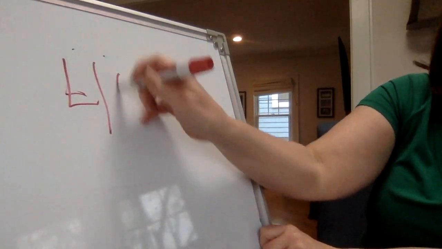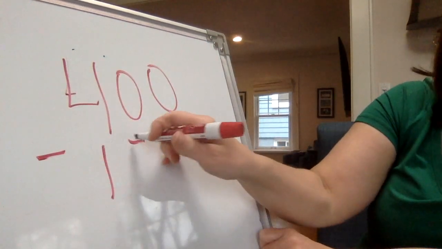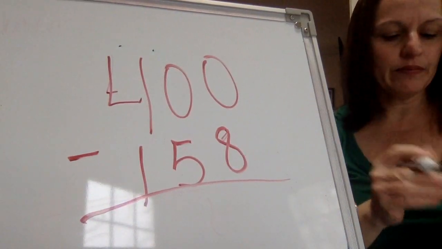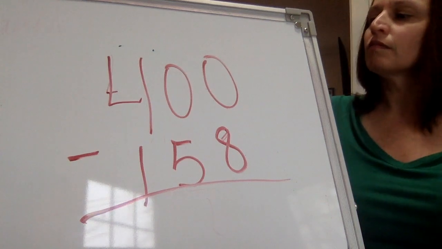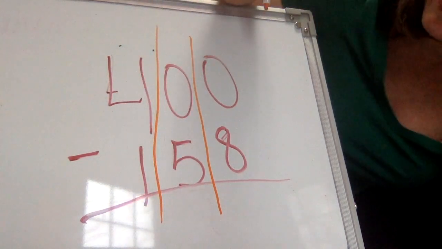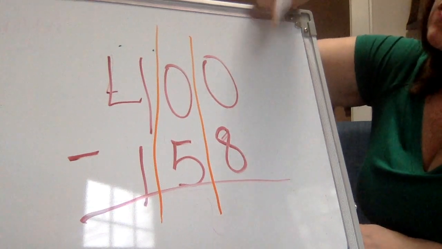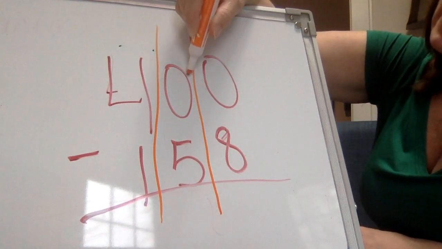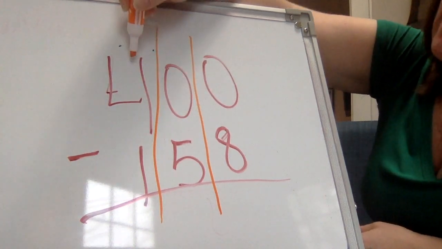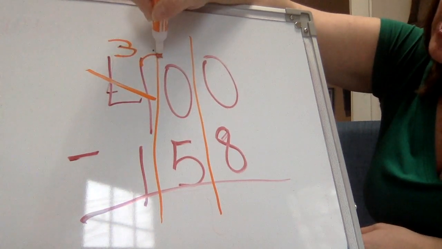400 minus 158. First we have to separate our ones, our tens, and our hundreds. Do I know how to do 0 minus 8? No, I do not. So I need to go over to my tens column. Can I take 110 away from here and bring it over? No, because there's nothing there. So I need to go all the way over to my hundreds again, cross off that 4, make it a 3, and bring those 10 tens over.